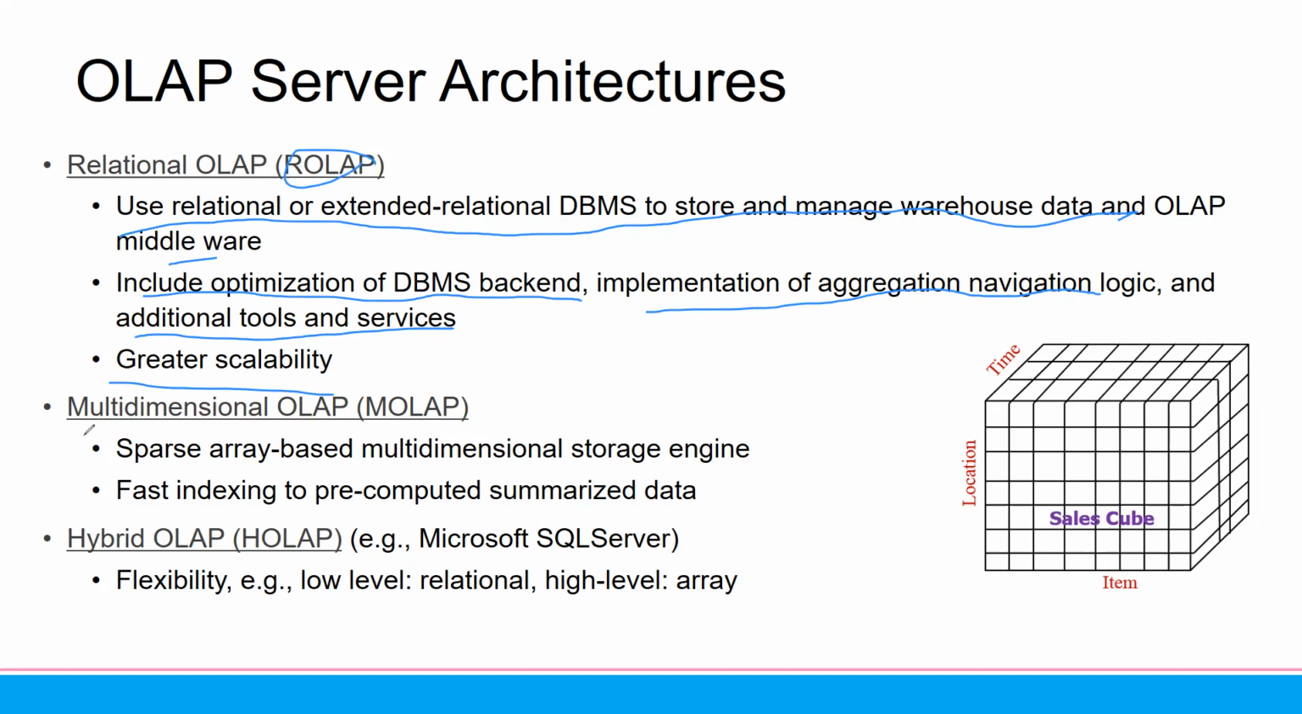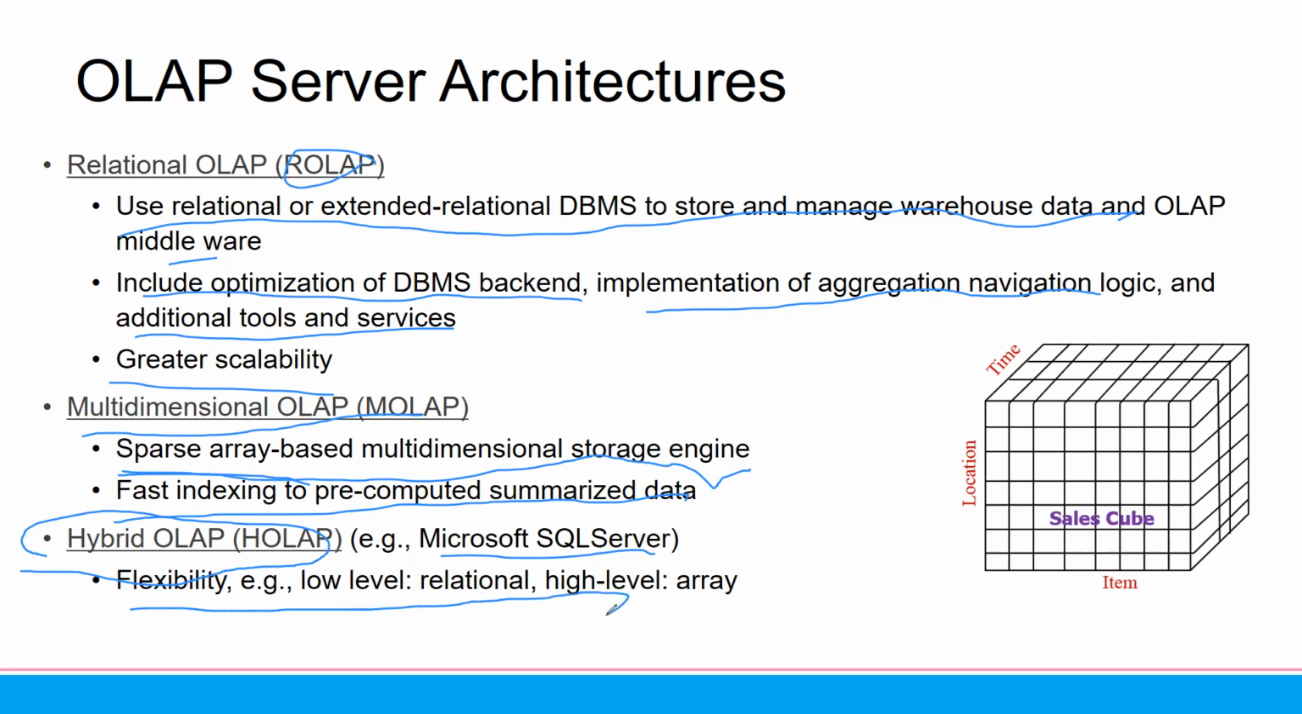On the other hand, multi-dimensional OLAP is common. The architecture contains a multi-dimensional storage engine with sparse, where sparse means scattered. It has fast indexing to pre-computed summarized data. And the last one for this server architecture is the hybrid OLAP. It uses Microsoft SQL Server. It's flexible, with low-level relational and good high-level scenario.